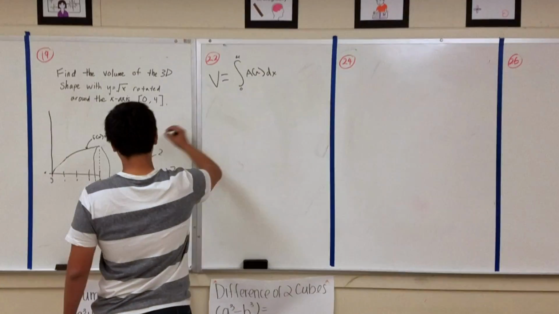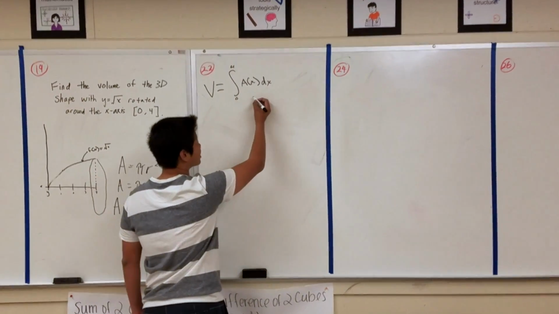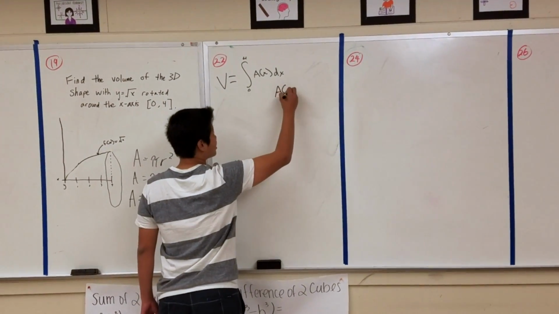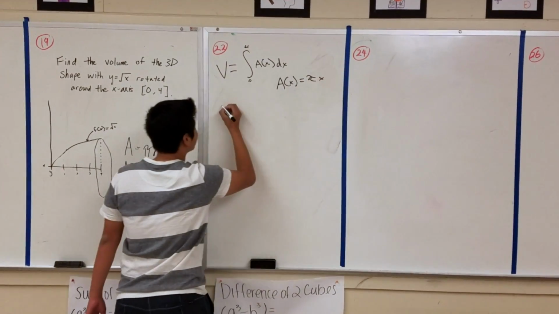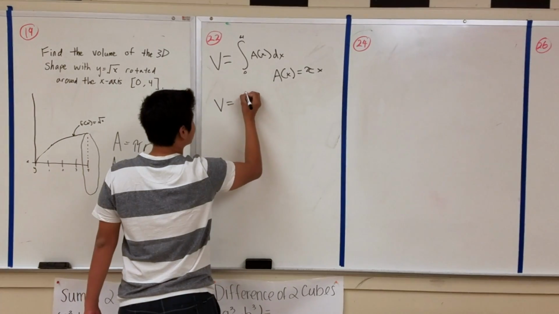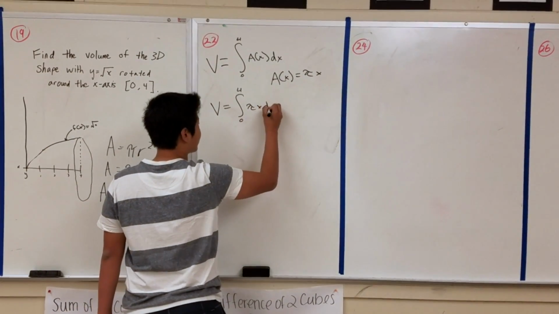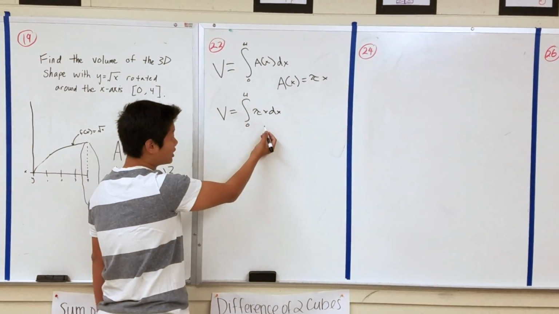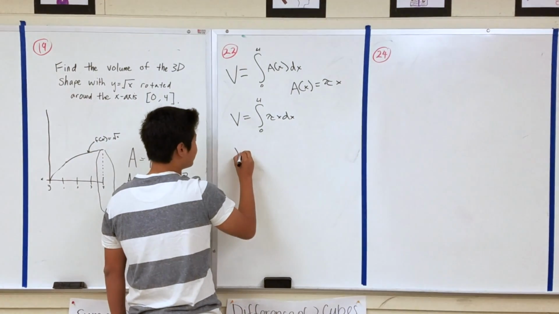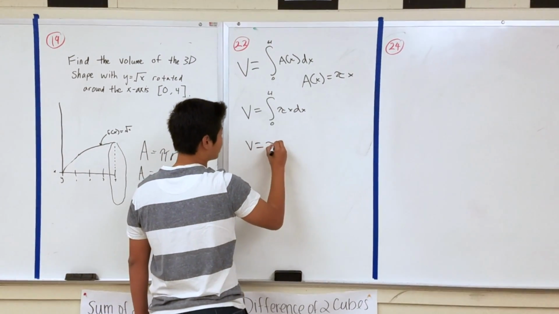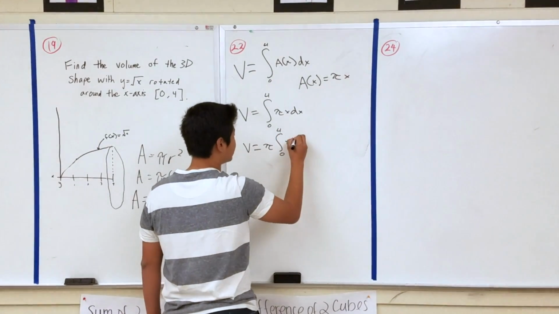You can find the volume of this 3D rotated shape by taking the integral of the cross-sectional area. So the cross-sectional area is equal to pi x. So the volume equals the integral from 0 to 4 of pi x dx. The constant multiple rule tells us that since pi is a constant, we can take it outside of the integral. So we can rewrite this as V equals pi times the integral from 0 to 4 of x dx.